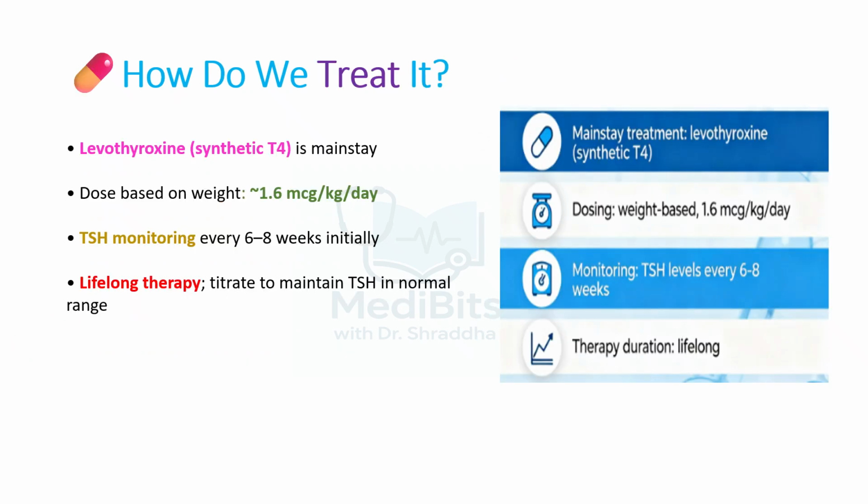How can we treat this condition? Treatment involves lifelong thyroid hormone replacement, typically with levothyroxine. Dosing is weight based and adjusted based on TSH levels, which should be rechecked every 6 to 8 weeks during titration. Once stabilized, annual monitoring is usually sufficient. The goal is symptom relief and normalization of TSH.